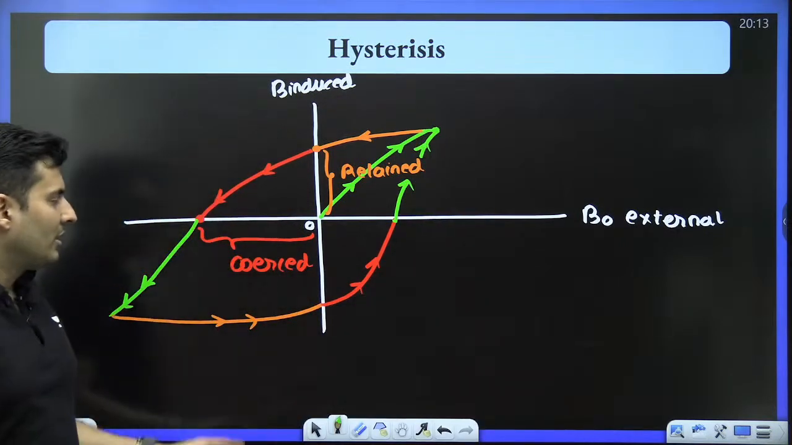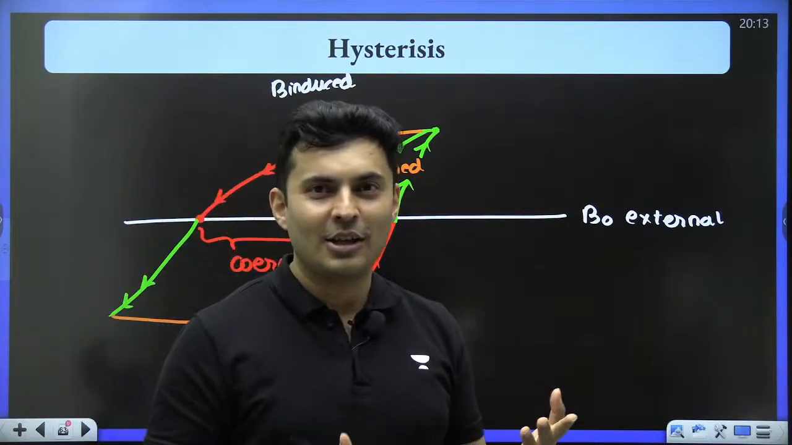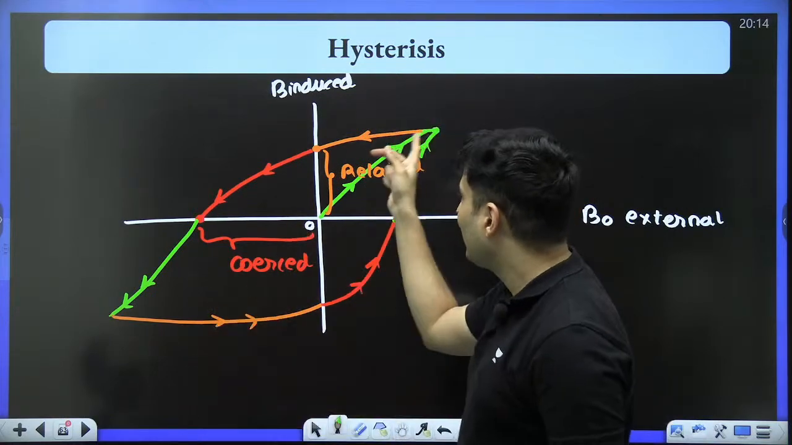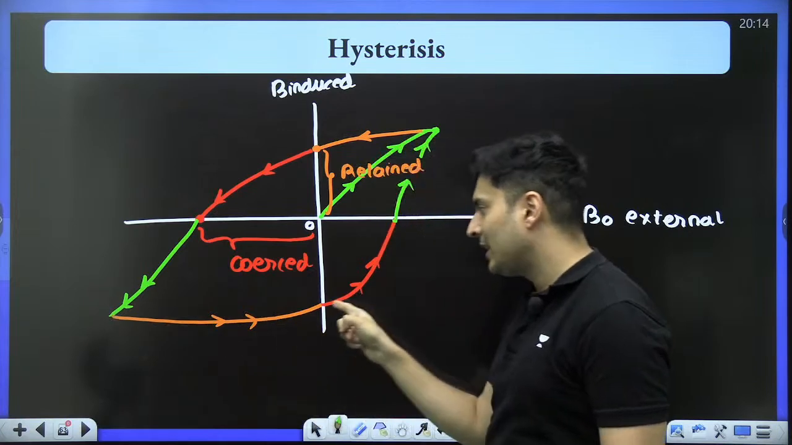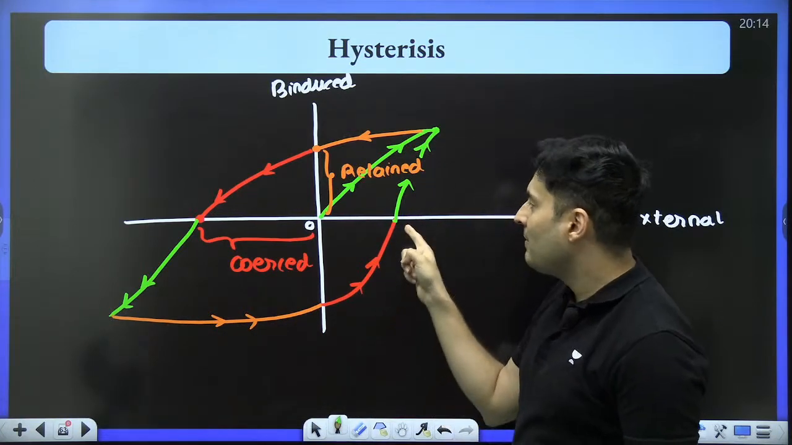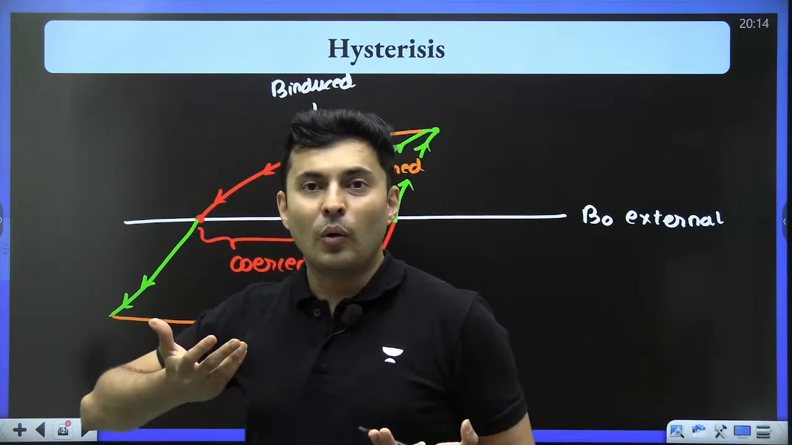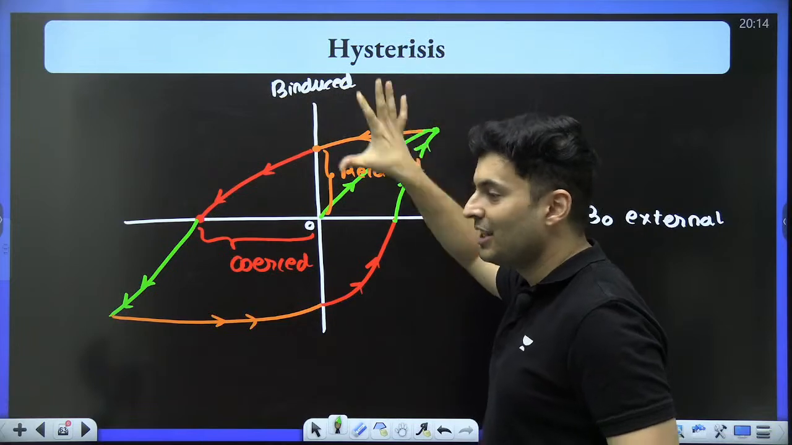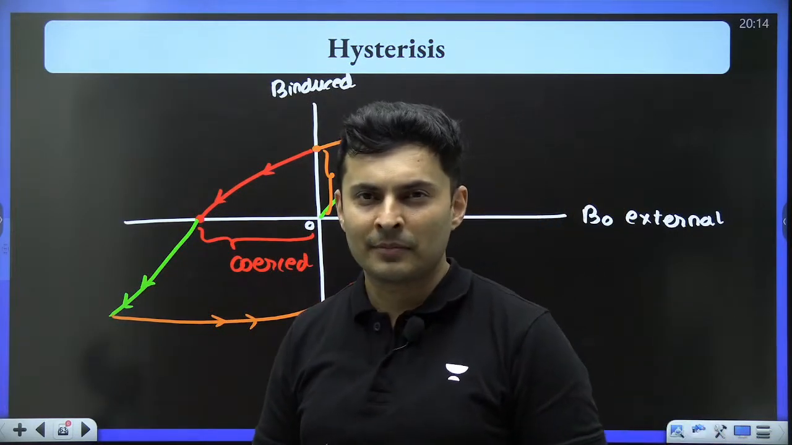If you notice, the going and coming paths are different. It's like one-way traffic. You cannot come and go via the same road. If I magnetize, I go like this. Demagnetize, I go like this. Magnetize, I go like this. Demagnetize, I come a different way. I again demagnetize and magnetize, I go in different paths. So when the coming and going paths are not the same, that is called hysteresis. So this is the hysteresis graph of a ferromagnetic material.